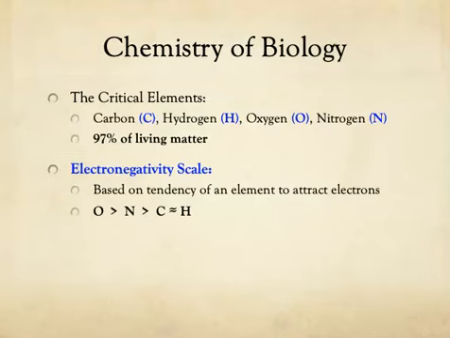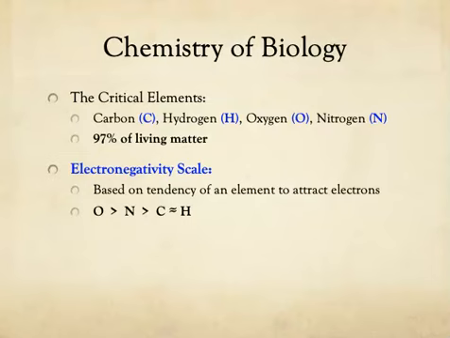When we look at living cells, we can describe 4 critical elements. The most abundant, most common elements that you find are carbon, hydrogen, oxygen, and nitrogen. When you look at all of the matter that makes up a cell, 97% of it is composed of those 4 elements: carbon, hydrogen, oxygen, and nitrogen.